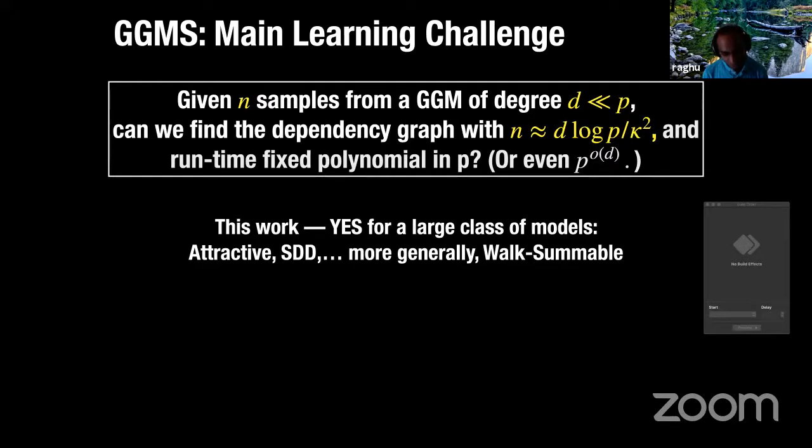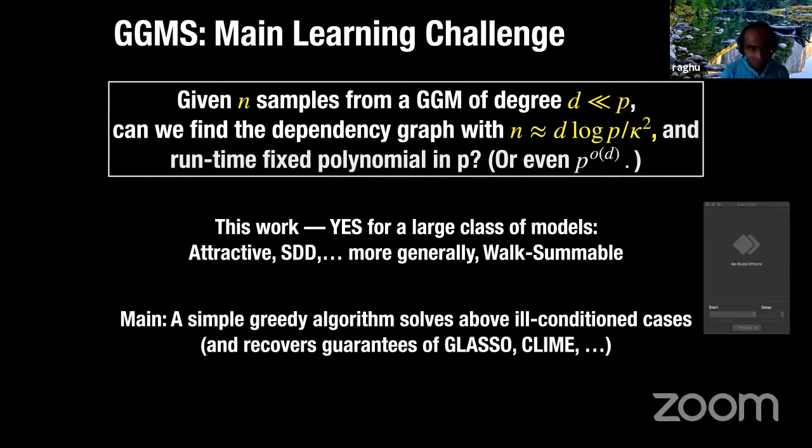And the main results of this work are that you can indeed do this for various special classes of models that I'll talk about in a little bit: attractive, symmetric, diagonally dominant, and more generally walk-summable matrices. On top of that, we'll show that there's a very simple greedy algorithm, much like the one that we saw in Ankur's talk, that solves these special cases, which can actually be pretty ill-conditioned. And in addition, it also recovers the same guarantees that you could achieve with Glasso or Klein.